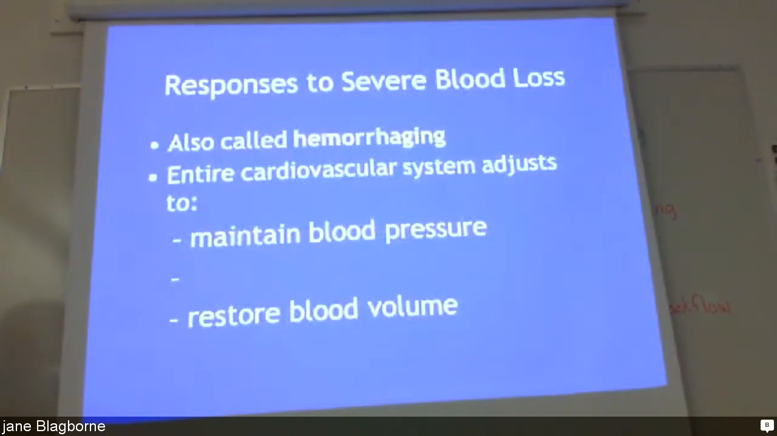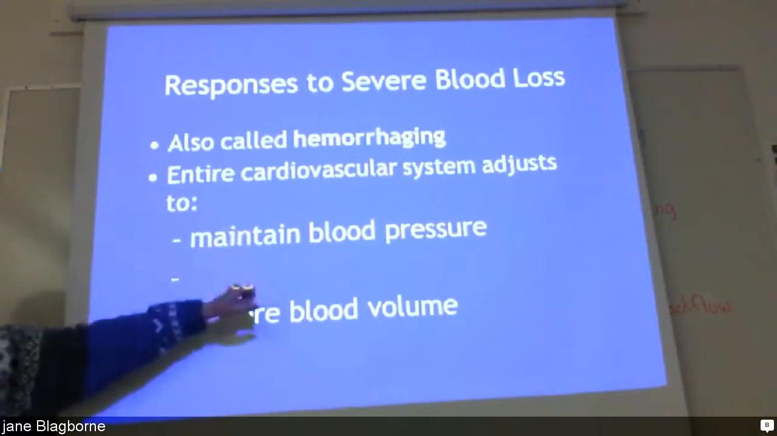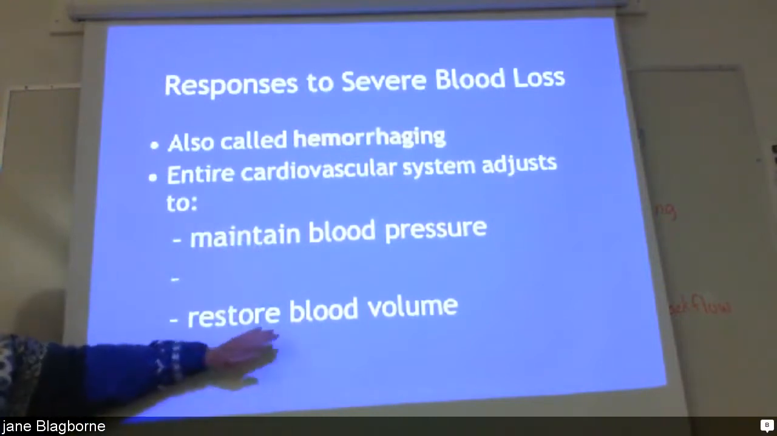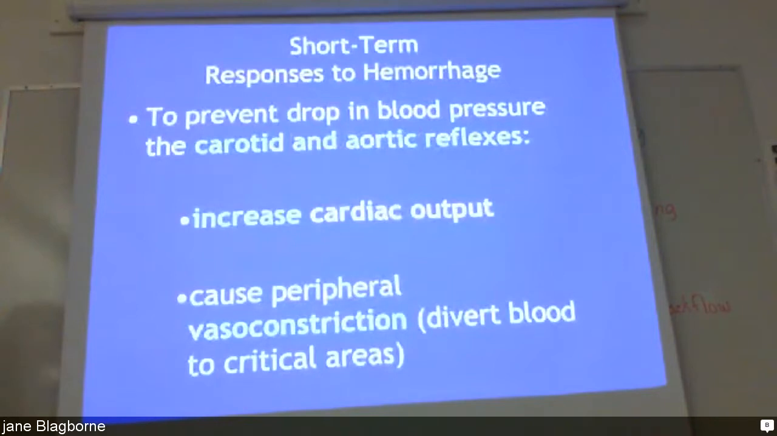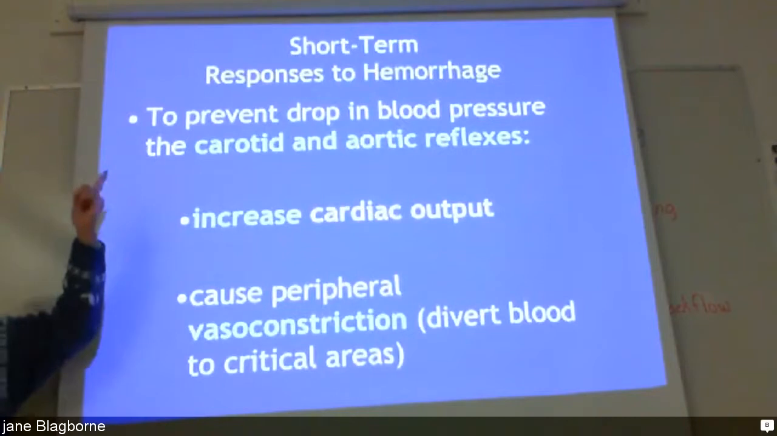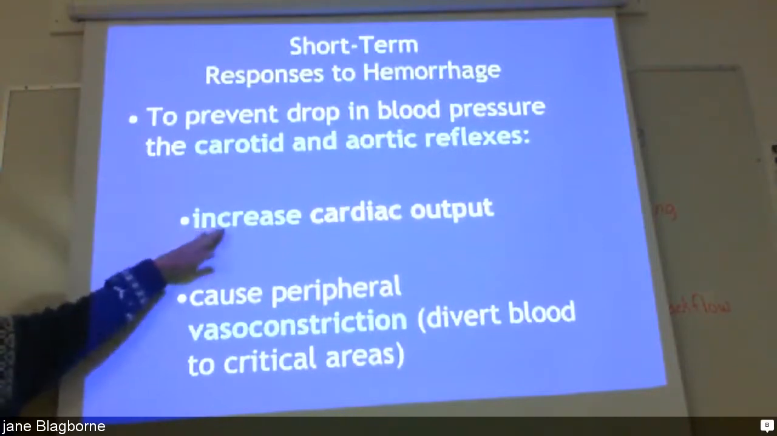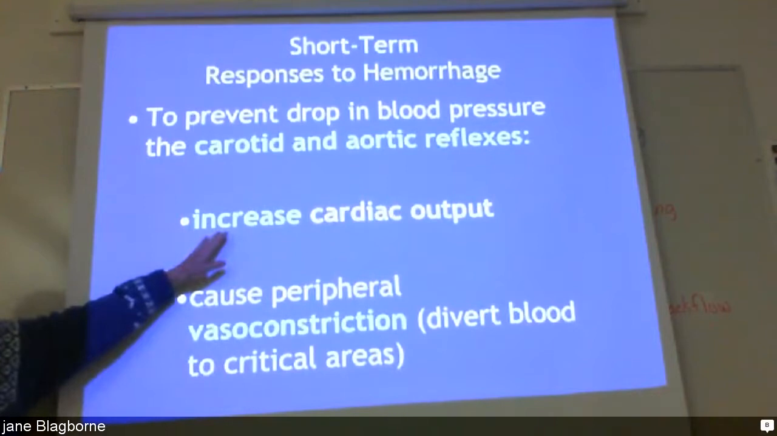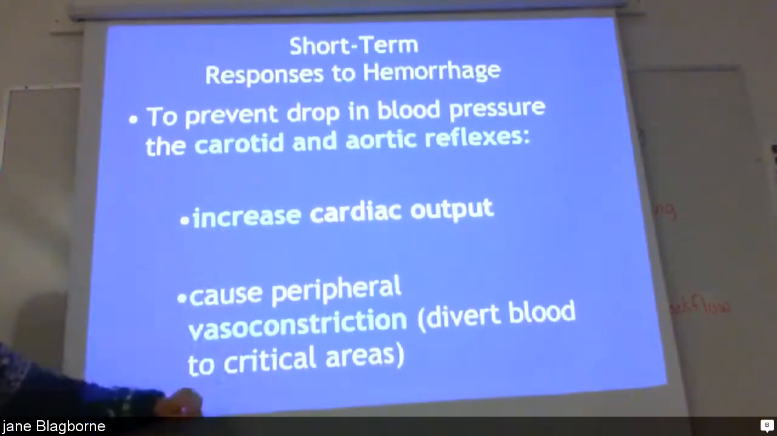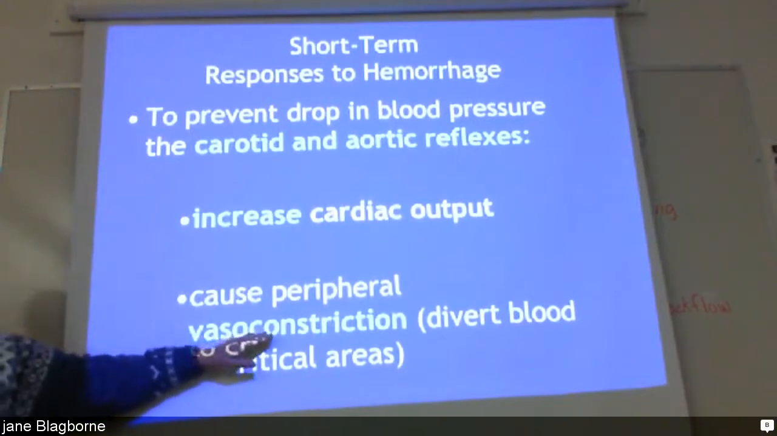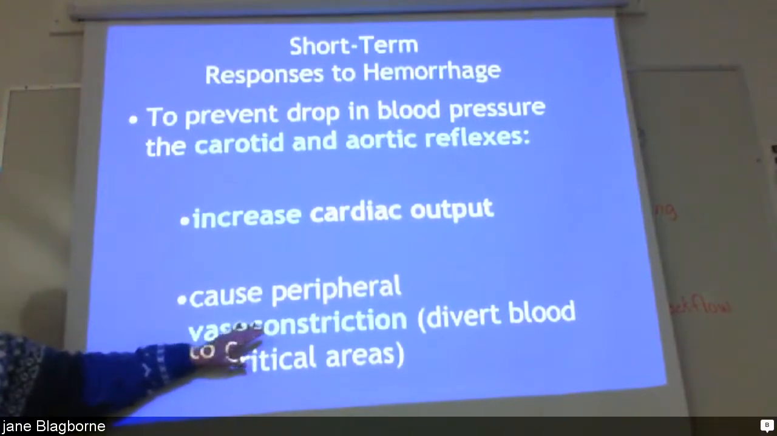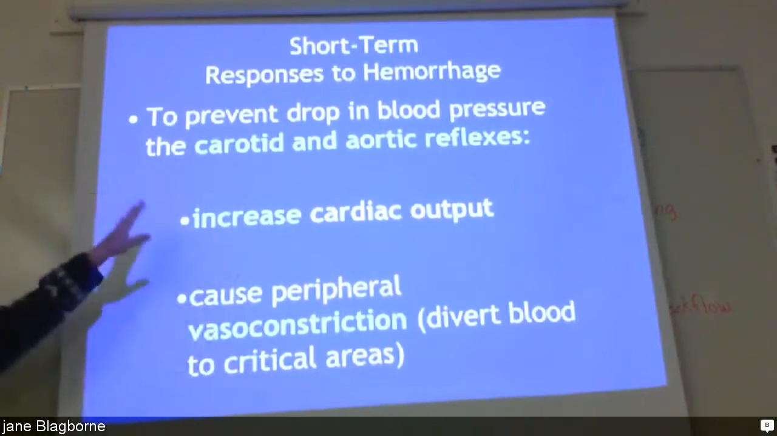Responses to hemorrhaging. The cardiovascular system, of course, tries to maintain the blood pressure and tries to restore blood volume. That's its main goal. And the carotid and aortic reflexes, which we talked about earlier, their response is to increase the cardiac output, so you'll have an increased heart rate, right? And vasoconstriction, so the person's arms and legs would be cold when you touch them. This is like shock.